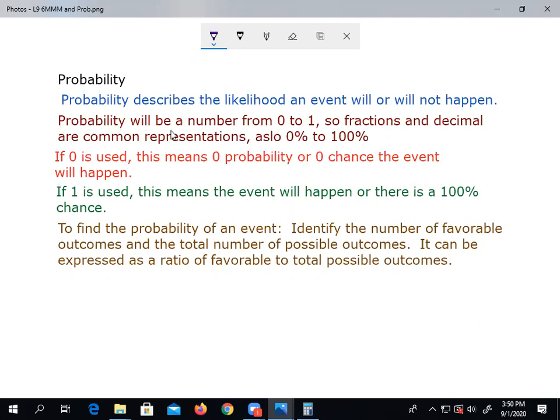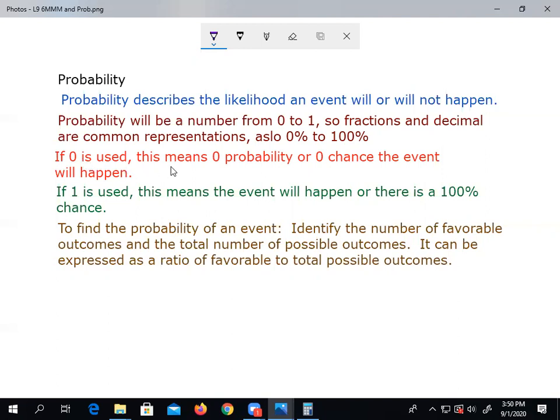So probability will be a number from 0 to 1. So a number from 0 to 1 means we're probably going to have fractions or decimals involved as well. So fractions and decimals are going to be common representations. Also, we could have percent math here. So it could be from 0% to 100%.